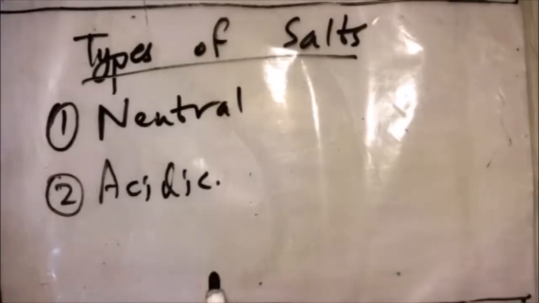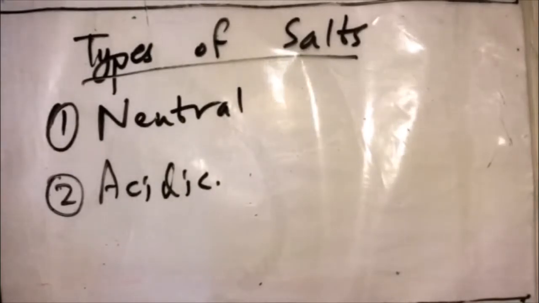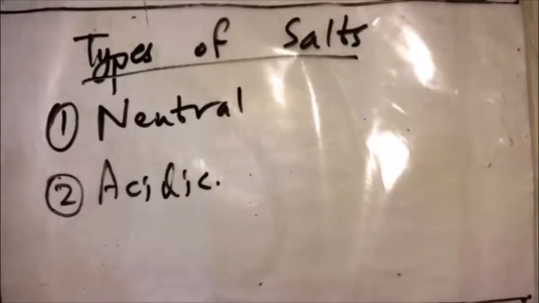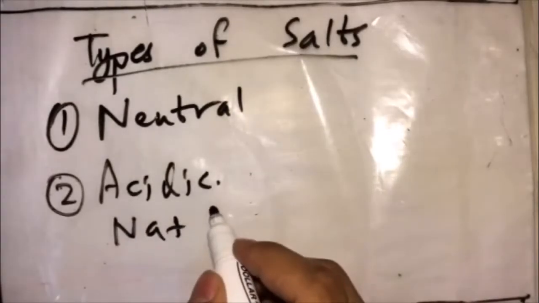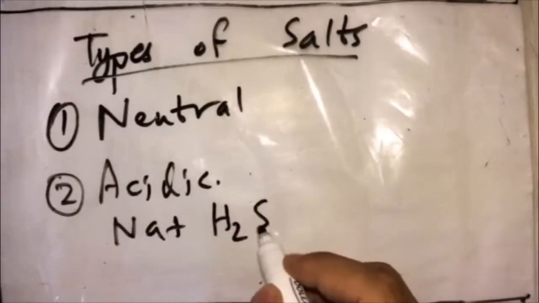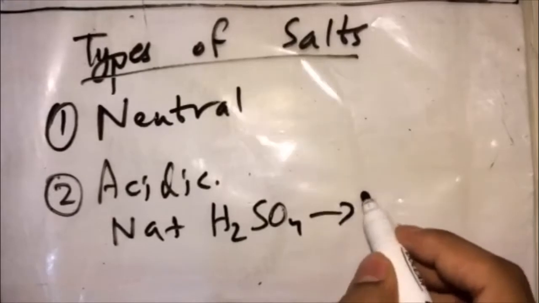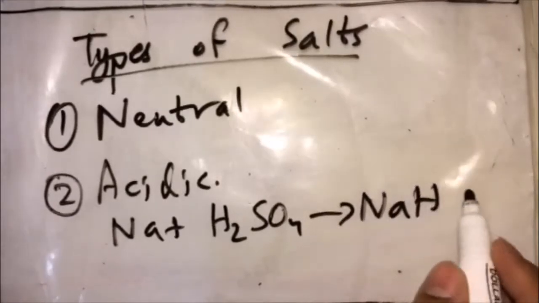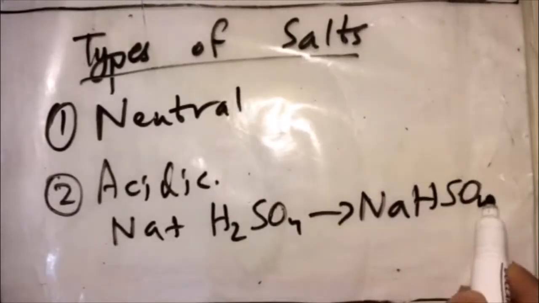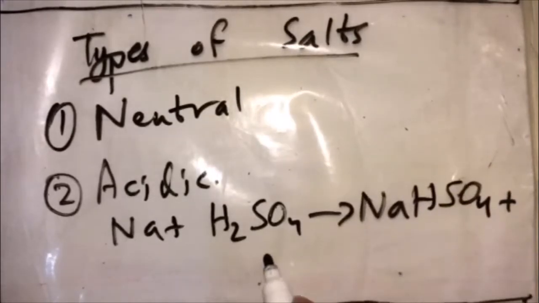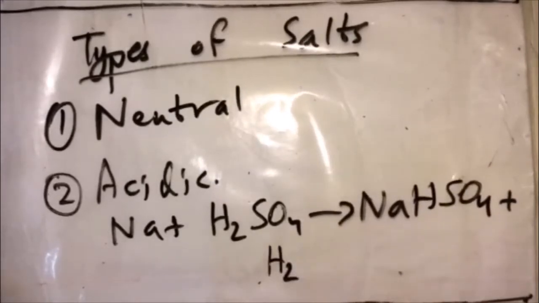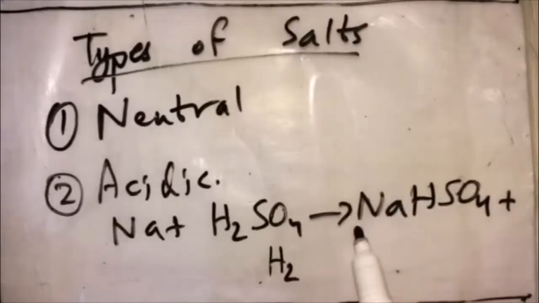This can happen only in di and triprotic acids or di and tribasic acids. For example, sodium plus sulfuric acid gives NaHSO4 plus H2. So this is an acidic salt.